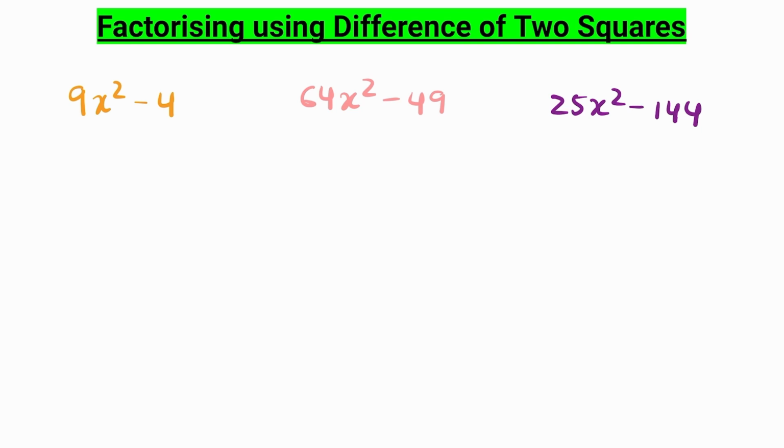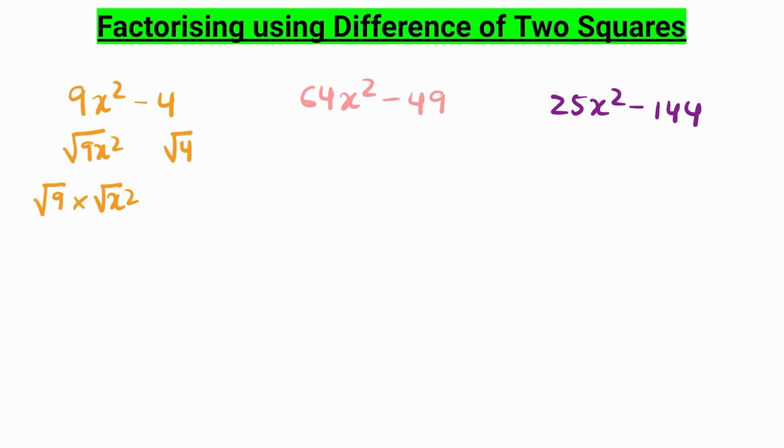Now how can we factorize these expressions? First of all, we have to take the square root of each of the terms. Here in the first example, we have to find the square root of 9x squared and the square root of 4. How can we find the square root of 9x squared? The square root of 9x squared we can expand here. It is equal to the square root of 9 multiplied by the square root of x squared. Now we can just simplify here.